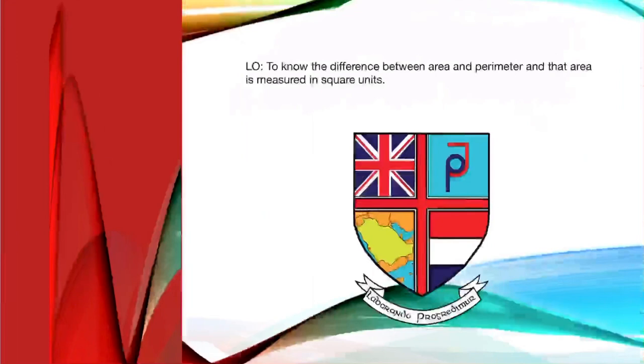Going to have a look at our learning outcome for today, which would be to know the difference between area and perimeter, and to also know that area is measured in square units. This topic is something we've touched on earlier in the year, so you should be able to draw on some of that experience. If you've forgotten or you don't know for whatever reason, then we can sort that out today as well.